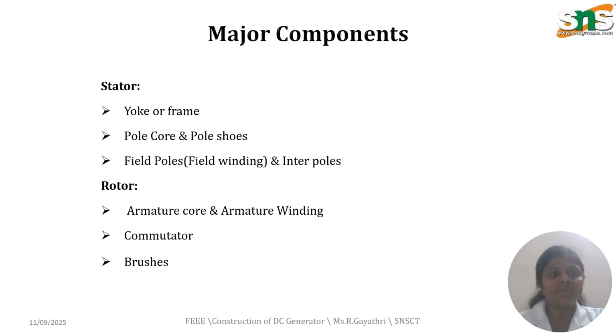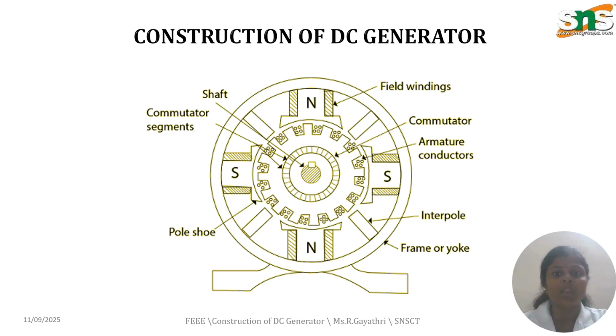The major components of a DC generator are the stator and rotor. The stator is the stationary part and the rotor is the rotating part. In the stator, there are yoke and frame, pole core and pole shoes, and field poles and interpoles. In the rotor, there are armature core, armature winding, commutator and brushes. The construction has stator and rotor, commutator segments, pole shoes, field windings, commutator and frame, which is also called the yoke.